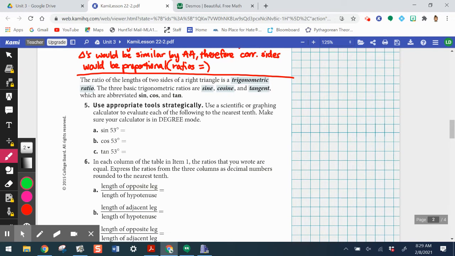The ratio of the lengths of 2 sides of a right triangle is known as a trigonometric ratio. Say that enough, it'll make you sound smart. And the 3 basic trigonometric ratios are sine, cosine, and tangent. And they're often abbreviated to look like sin, cos, and tan, but we will still say sine, cosine, and tangent.